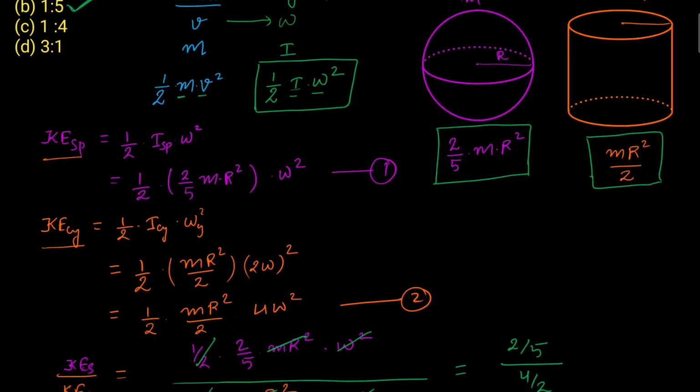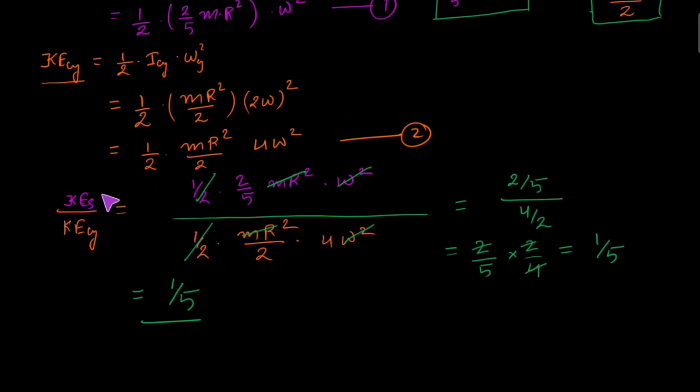Then we have to find the ratio of rotational kinetic energy of the sphere and cylinder. So we simply divide equation 1 by 2. After cancelling the common terms, we will get 1 by 5. So 1 by 5 is our answer.